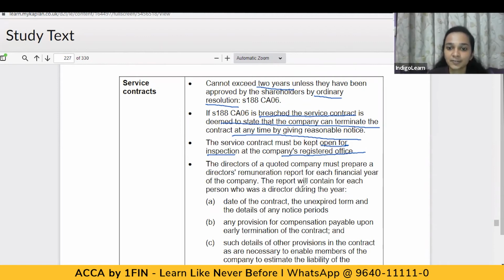The directors of a quoted company must prepare a director's remuneration report for each financial year of the company. So the directors of a quoted company are required to prepare a director's remuneration report, which will form part of the annual report, and it shall be prepared every financial year. And the report will contain, for each person who is a director during the year, different things.